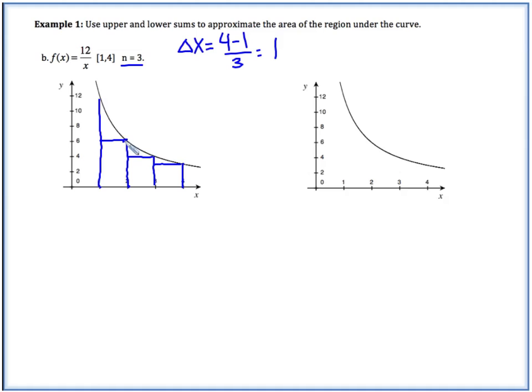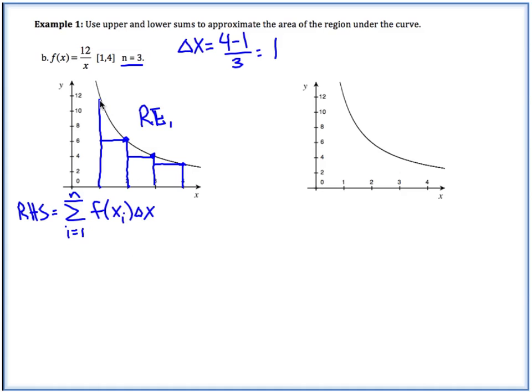Okay, and then what type of endpoints are these? Well, they're on the right side of the rectangles, so these are right endpoints. Okay. Now in this example, we do want to use our summation notation for right-hand sum. So you'll recall that when we're finding a right-hand sum, we have the sum of i equals 1 to n of f of x sub i delta x.